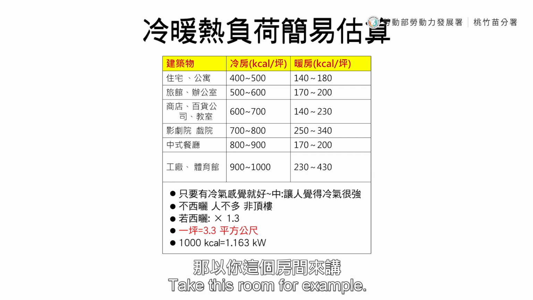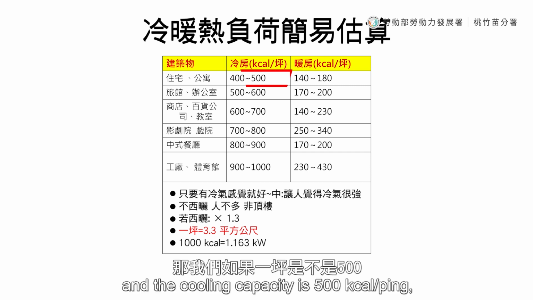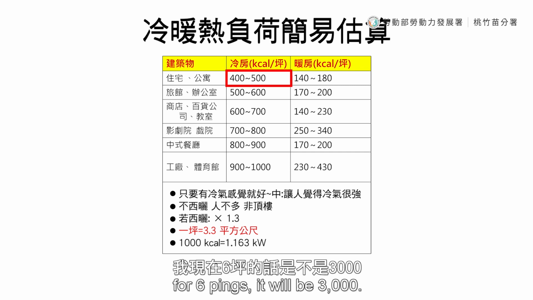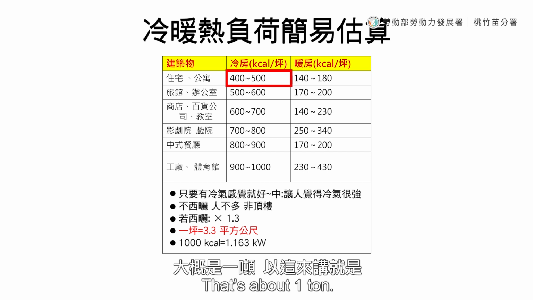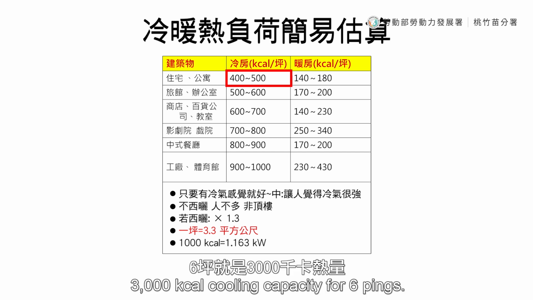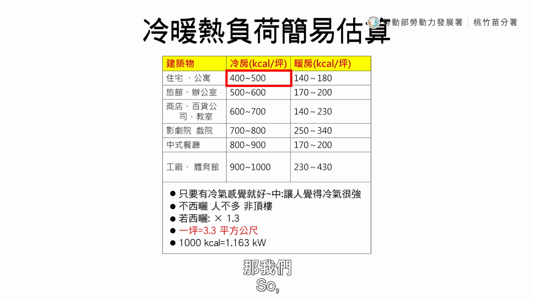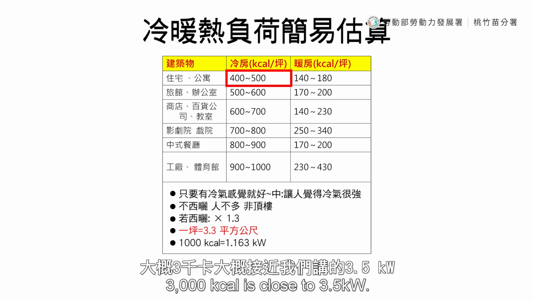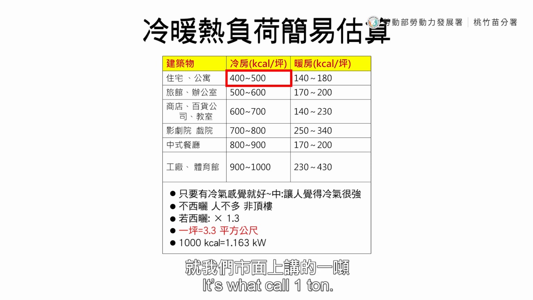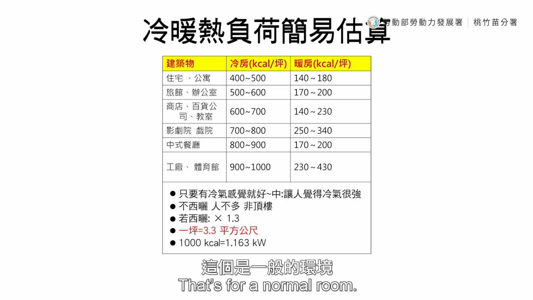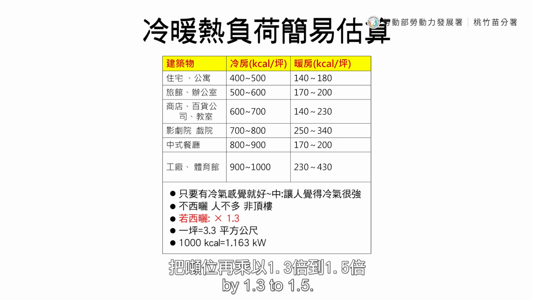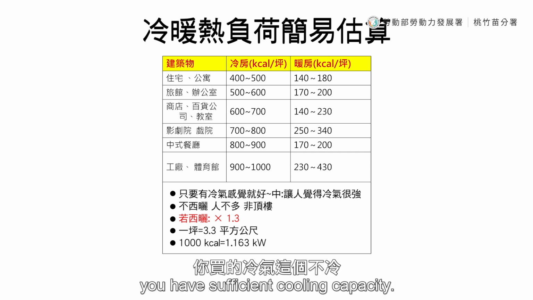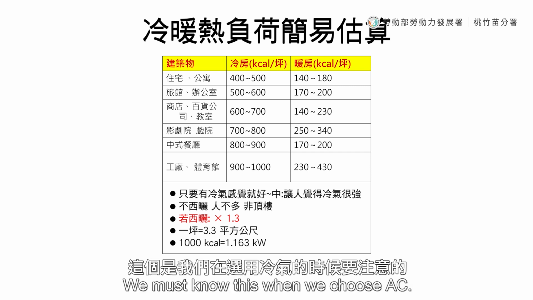Take this room for example. If we have a room of 6 pings, and the cooling capacity is 500 kcal per ping, for 6 pings, it will be 3,000. So we need a capacity of 3,000 kcal. That's about 1 ton. So 3,000 kcal is close to 3.5 kilowatt. It's what we call 1 ton. That's for a normal room. For rooms facing the west, or on rooftops, multiply 500 by 1.3 to 1.5. This will ensure that you have sufficient cooling capacity. We must know this when we choose AC.